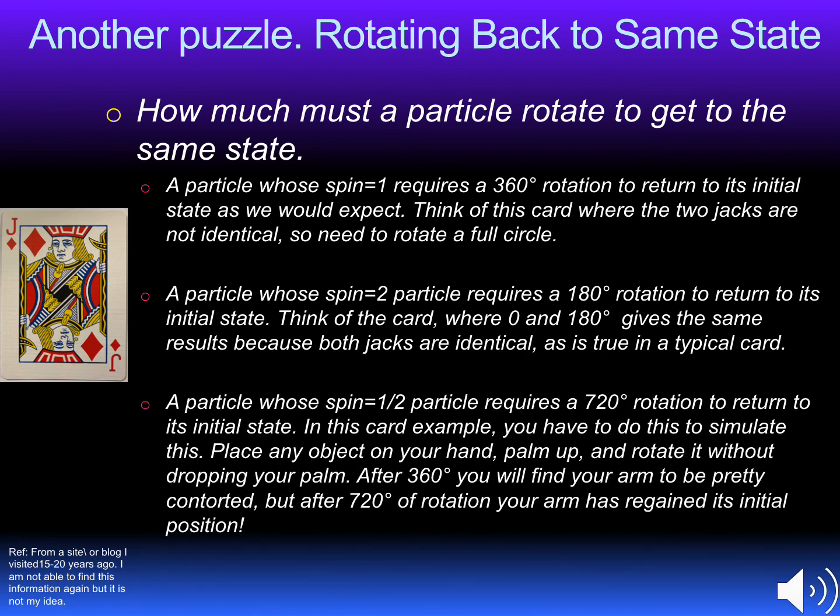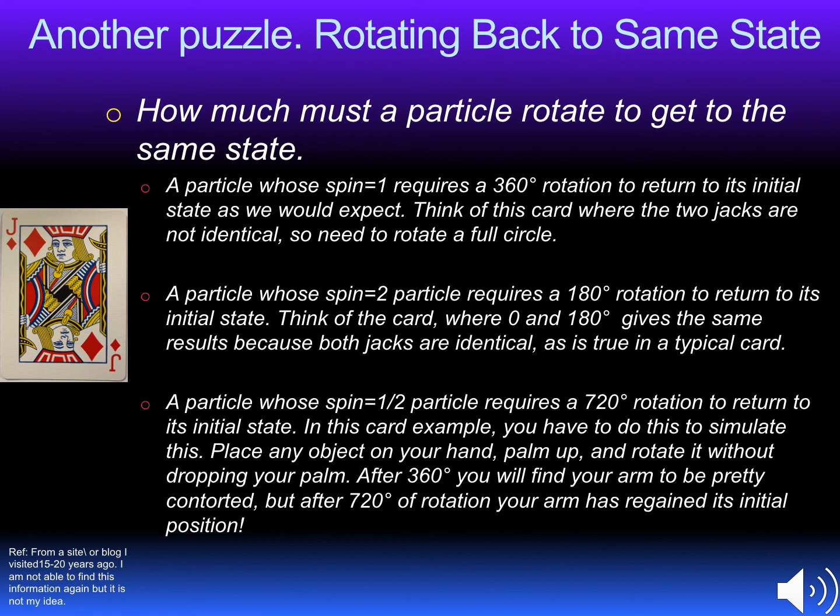Now, what happens when we get to a particle whose spin is equal to a half? In this case, it requires 720 degrees of rotation to return to its initial state. So you have to rotate it twice. And that's really counterintuitive. And the way to understand this better is in this card example.